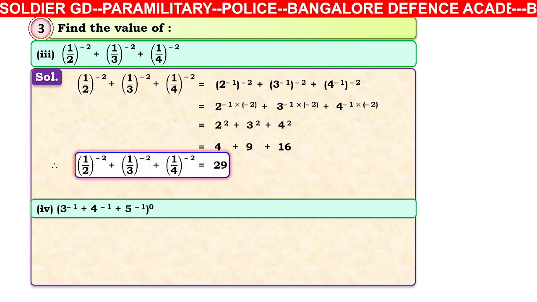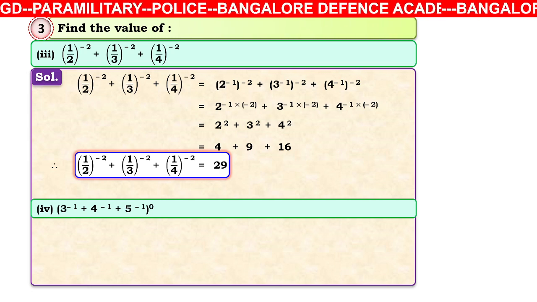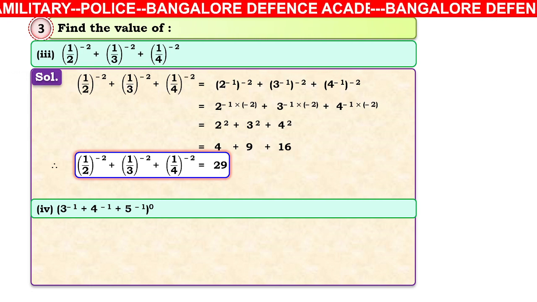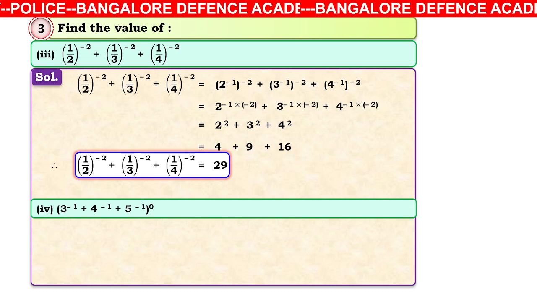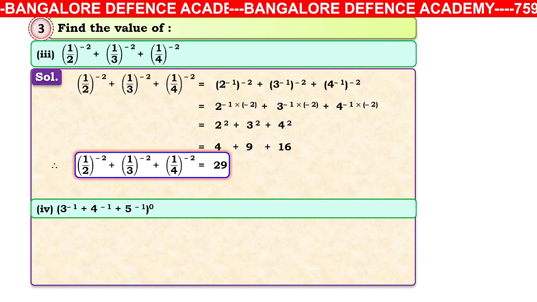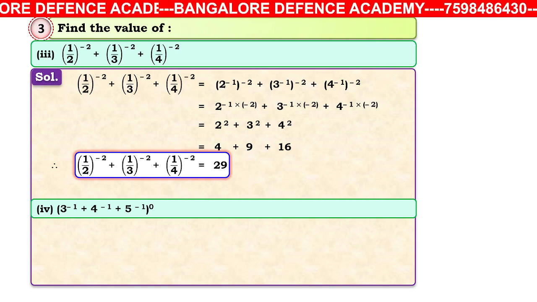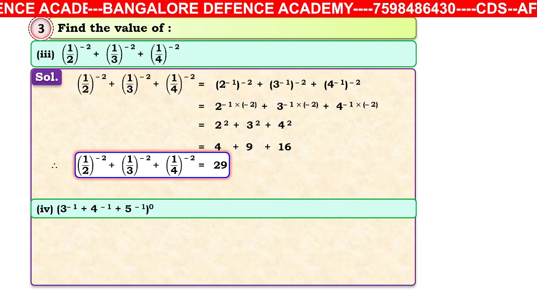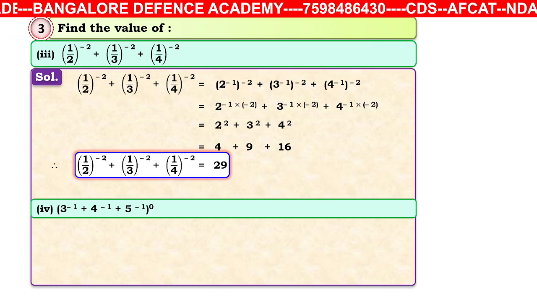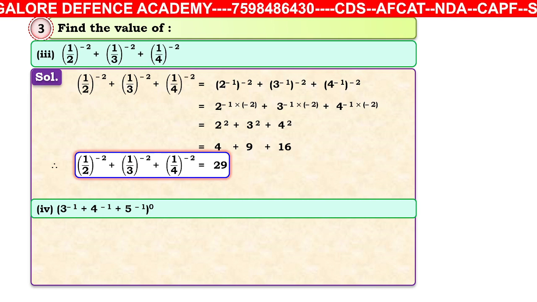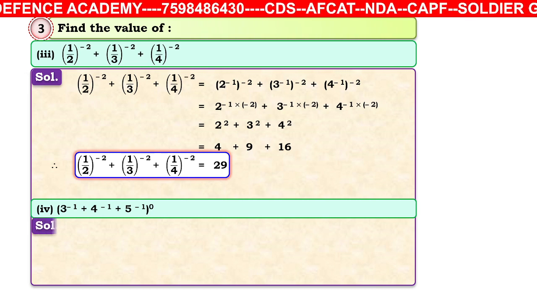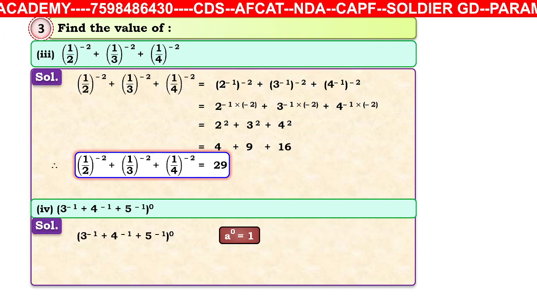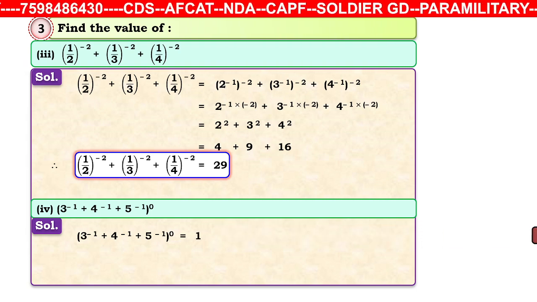Okay, next, moving forward. Now look at this. The fourth question is so easy. In the bracket you have 3 to the power of minus 1 plus 4 to the power of minus 1 plus 5 to the power of minus 1, whole bracket to the power of 0. Now no need to solve the values inside the bracket, because outside the bracket something is to the power, that is 0. We all know anything to the power of 0 is 1. So directly you can write the value as 1.